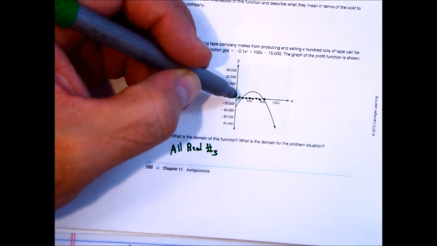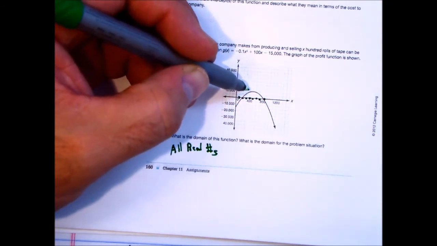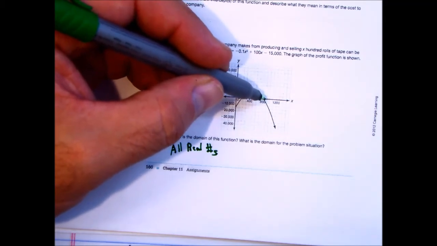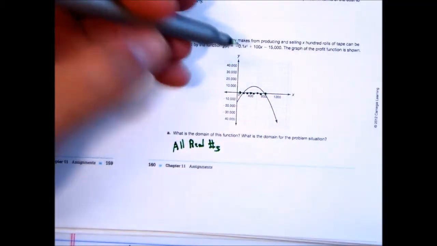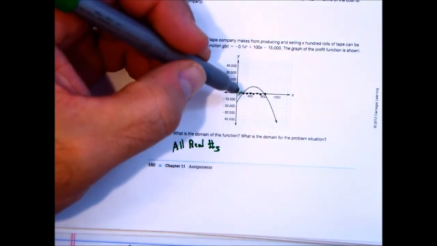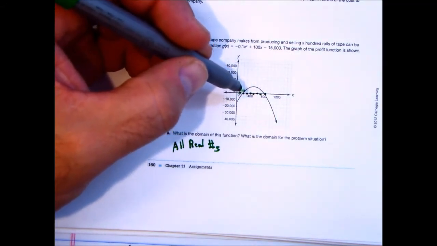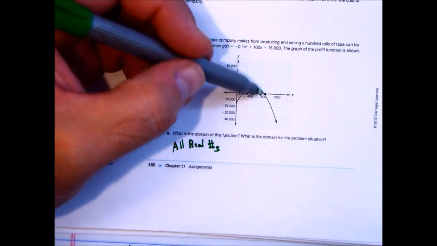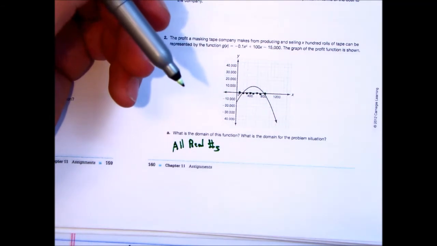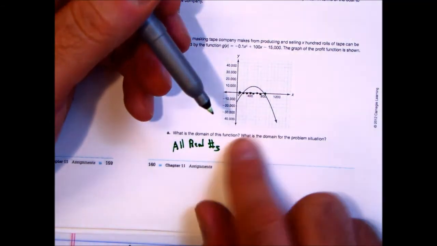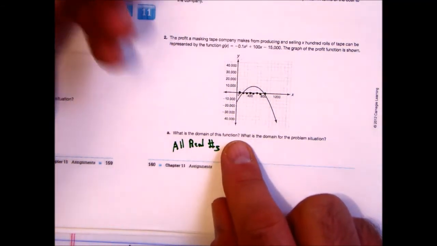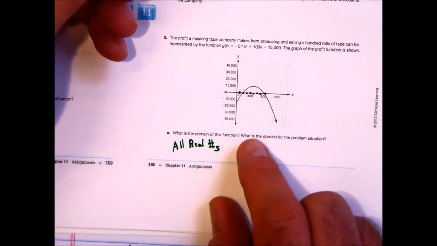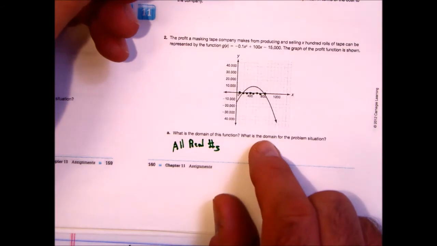Notice, at 200, I'm making profit, profit, profit, no more profit. This is the profit I'm making. I start making a profit after I've sold 200, and I stop making a profit when I sell 800. So in this problem, the domain for making a profit would be from making 200 rolls of duct tape to 800 rolls of duct tape.